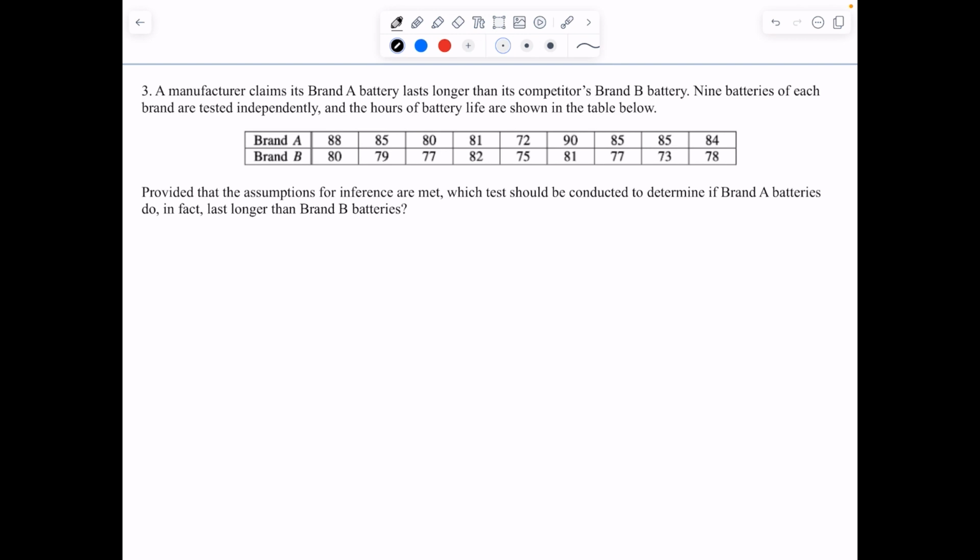Okay, next question. A manufacturer claims its brand A battery lasts longer than its competitor's brand B battery. 9 batteries of each brand are tested independently, and the hours of battery life are shown in the table below. Provided that the assumptions for inference are met, which test should be conducted to determine if brand A batteries do in fact last longer than brand B batteries?